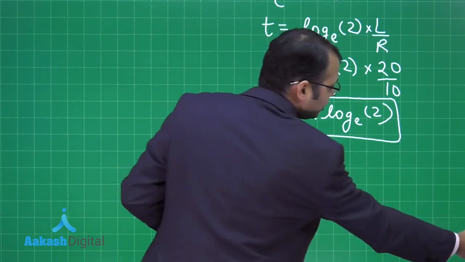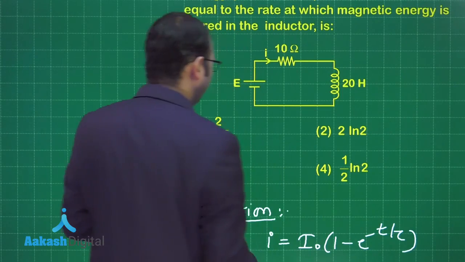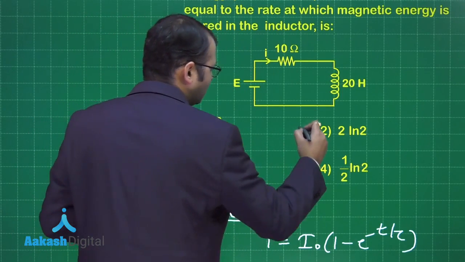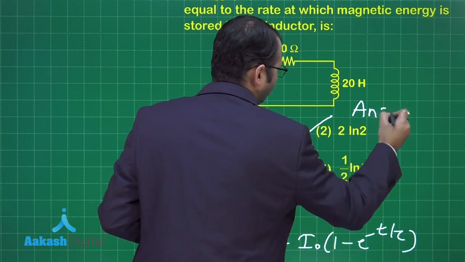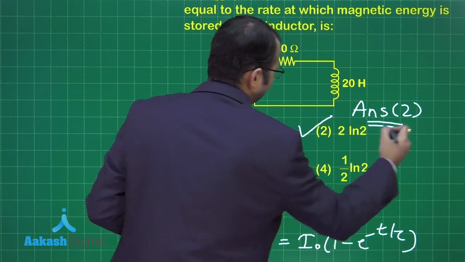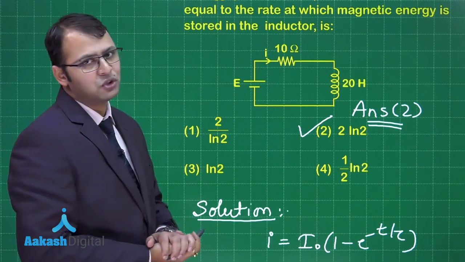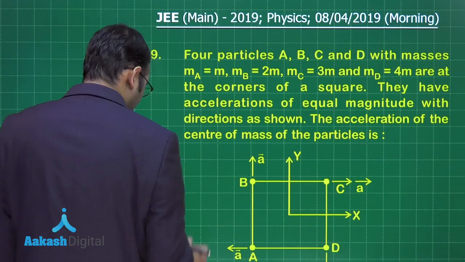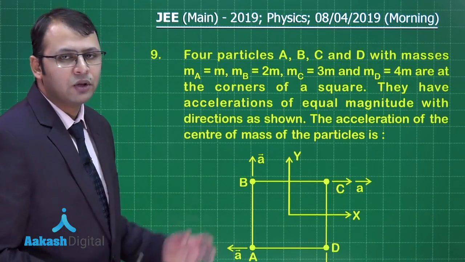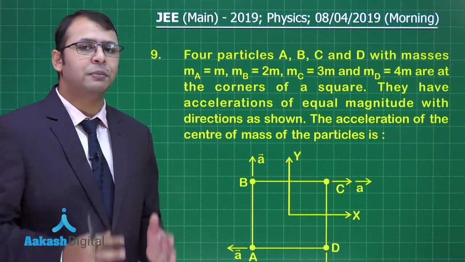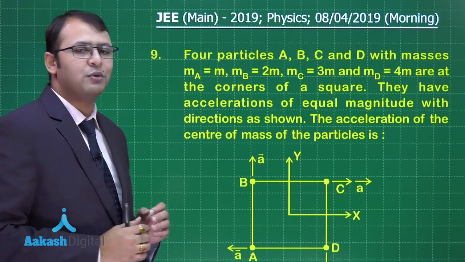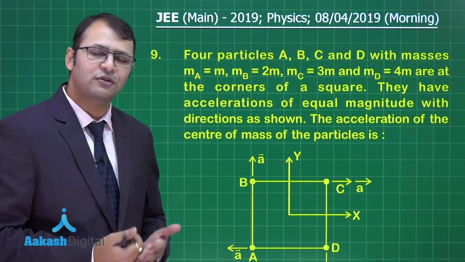Let's see which is the best suited option here. Among the following options, option number 2 would be the right answer to this question. Let's take our next question, that is question number 9. Question number 9 belongs to the section of mechanics, from the chapter system of particles, and the topic would be center of mass.